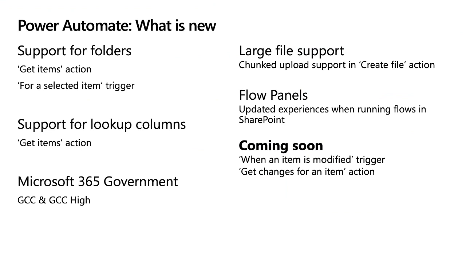Now, we also have support for lookup columns in the get item actions. If you want to filter using OData queries, and if that column happens to be a lookup column in your list, we support that option in the get items action as well.